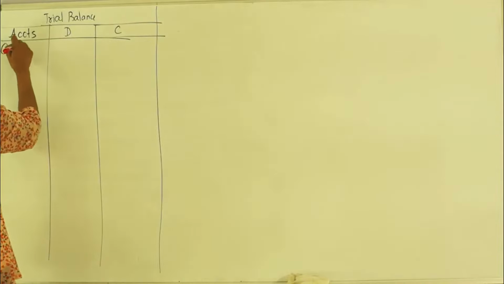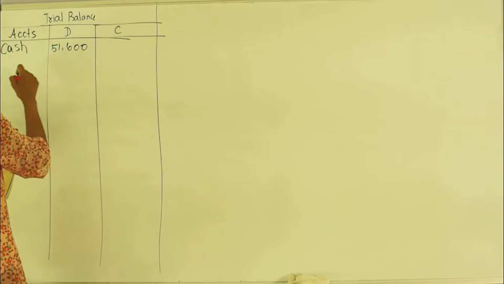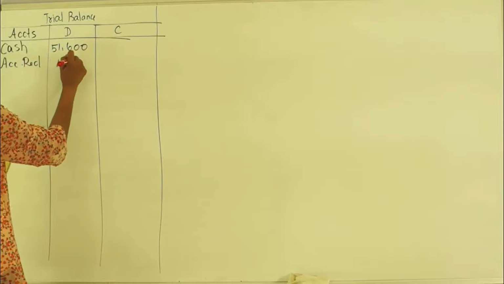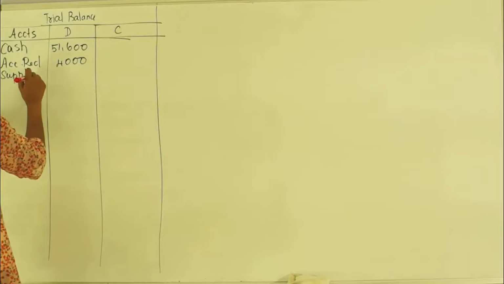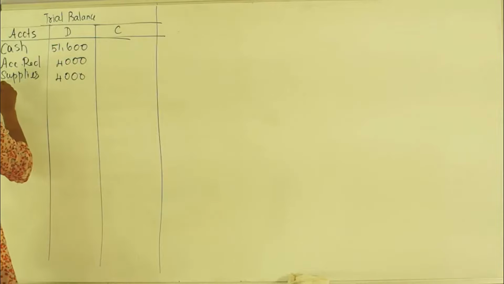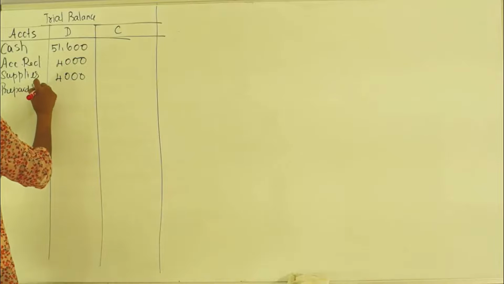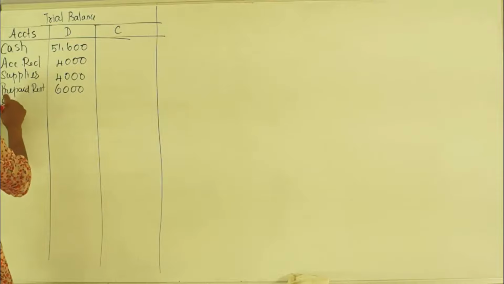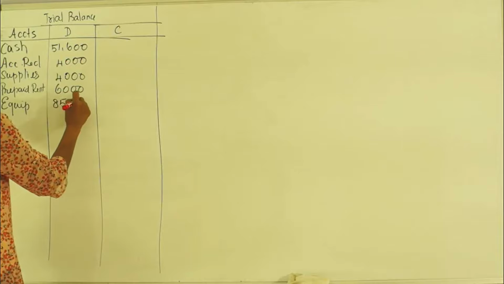First, cash 51,600. Accounts receivable 4,000. Supplies 4,000. Prepaid rent 6,000. Equipment 8,500.